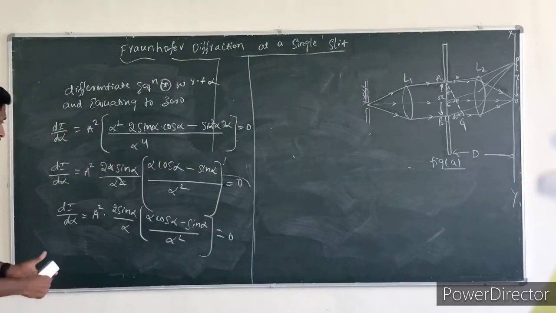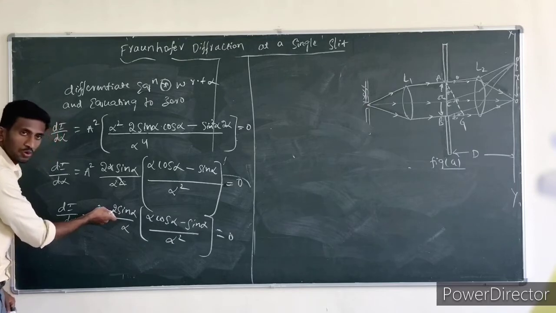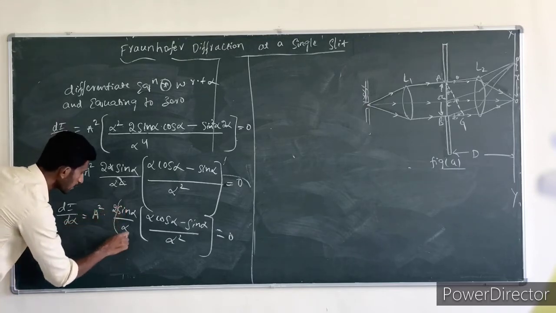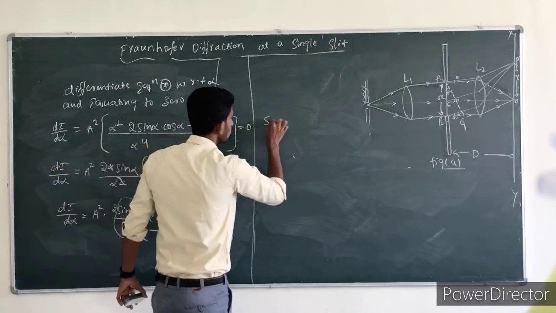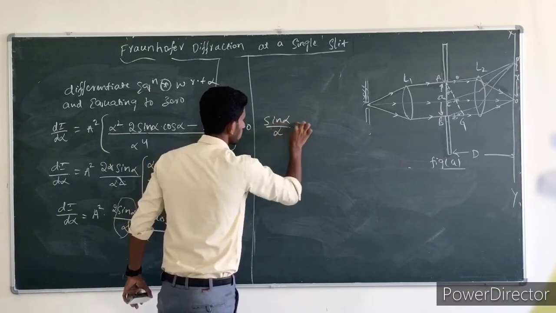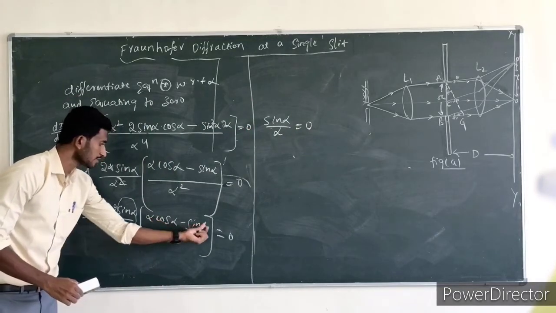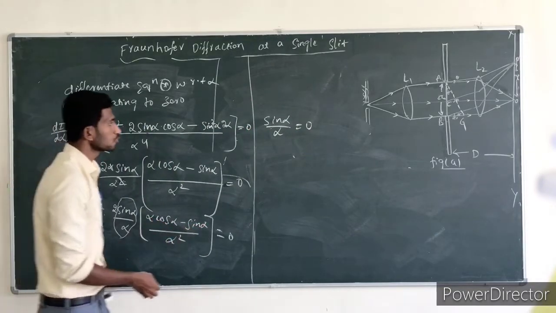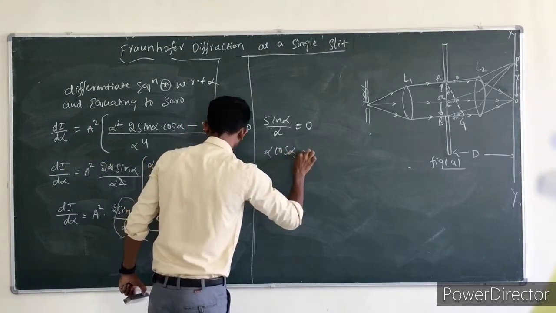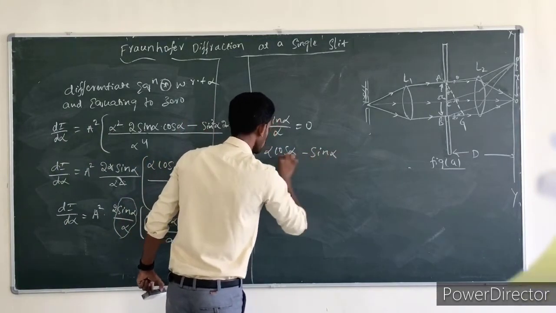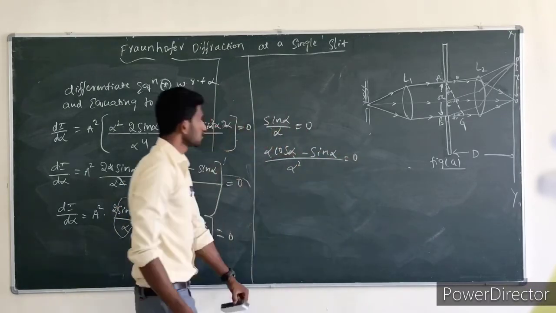Now here I will equate. See, A square is constant, 2 is constant, so I will equate sin alpha by alpha is equal to 0, or alpha cos alpha minus sin alpha divided by alpha square is equal to 0.